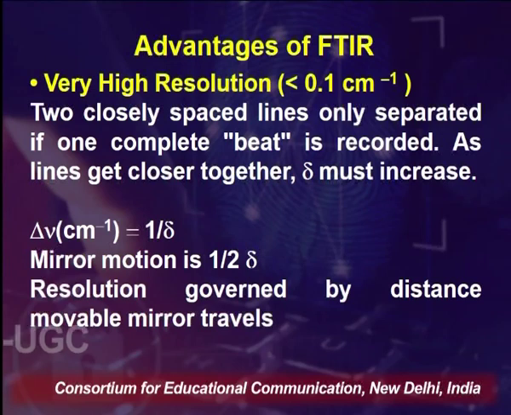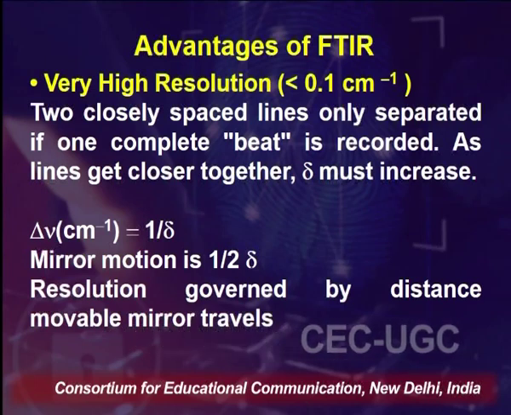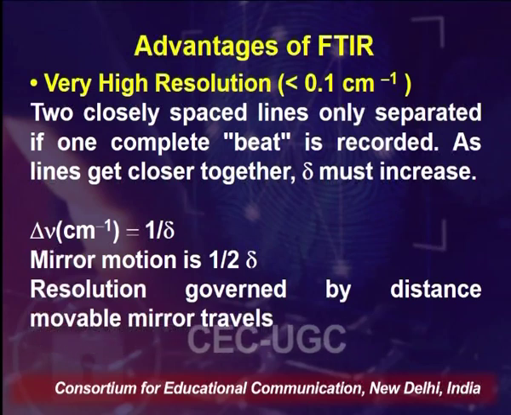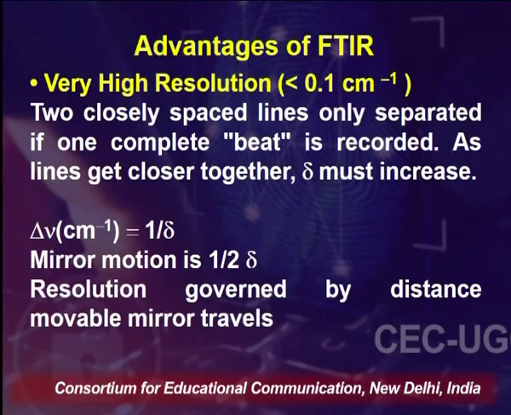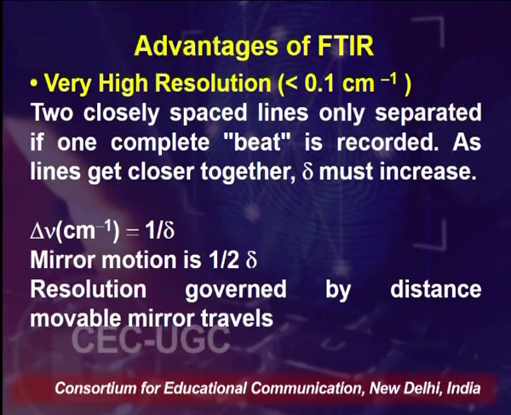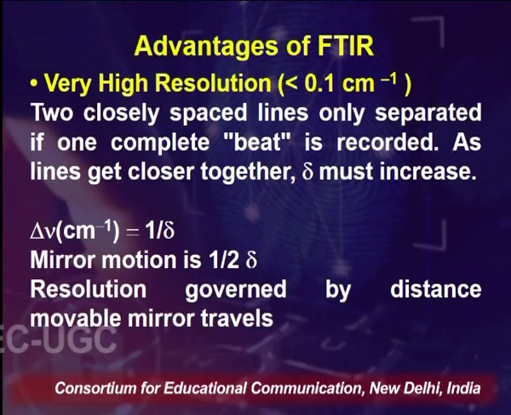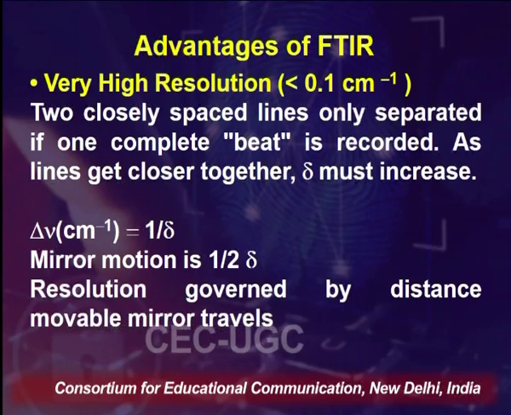So, what happens because of the two closely spaced lines, which can only be separated if one complete beat is recorded. As the lines get closer together, the delta must increase. So, delta V in centimeter inverse is 1 by delta. When the mirror motion is there, we can even differentiate between two closely spaced lines. That means if there are bonds having almost the same stretching frequency, they can also be resolved using FTIR spectra, one of the major advantages compared to the dispersive spectrophotometers.